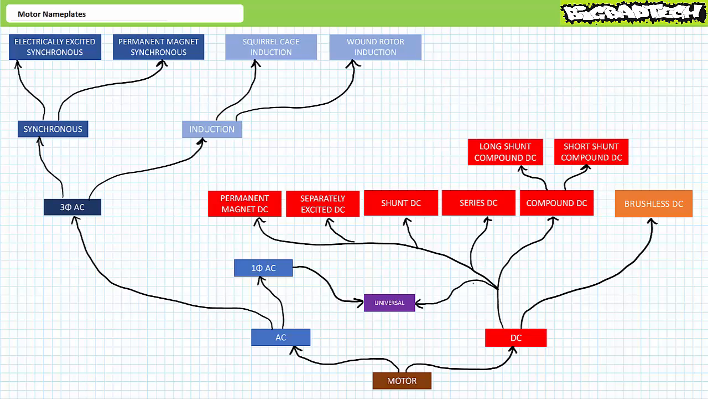Good day and welcome to Big Bad Tech. I'm your instructor Jim Pytel, and today's topic of discussion is motor nameplates. Our objective is to learn to read and interpret pertinent manufacturer, electrical, and mechanical information displayed on a motor nameplate.